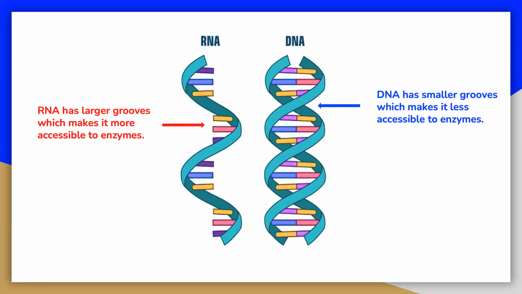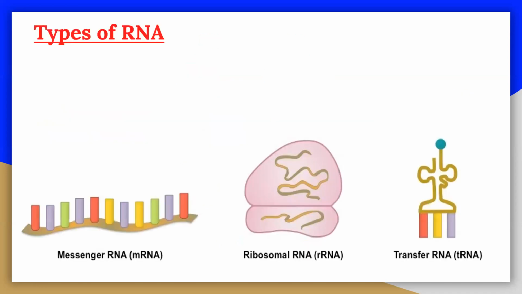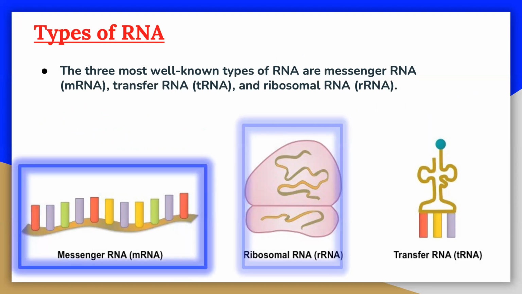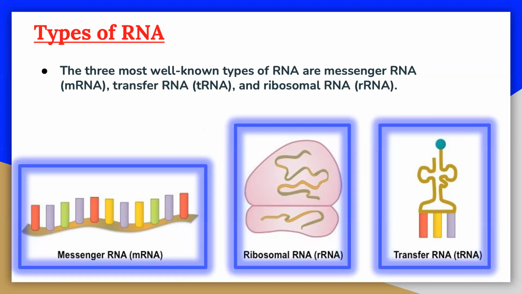Of the many types of RNA, the three most well-known and most commonly studied are messenger RNA, ribosomal RNA, and transfer RNA, which are present in all organisms. These and other types of RNAs primarily carry out biochemical reactions similar to enzymes. In the next video, I will talk about the main types of RNA in more detail.